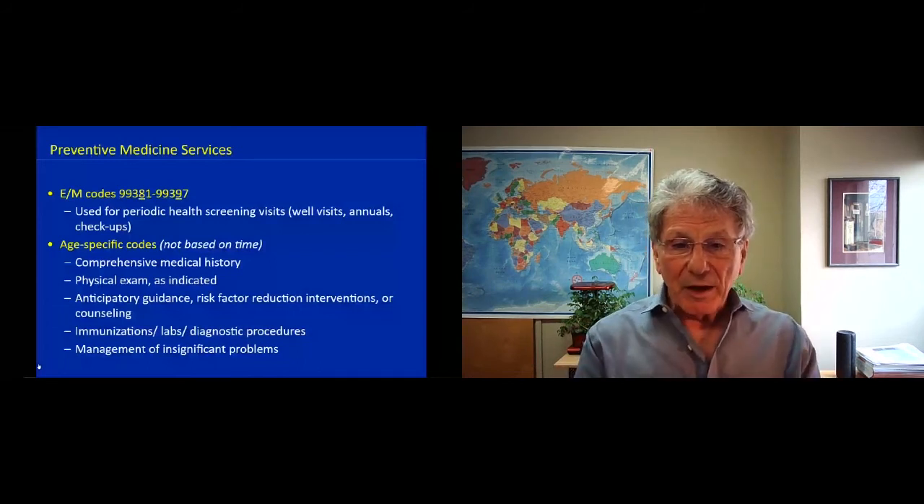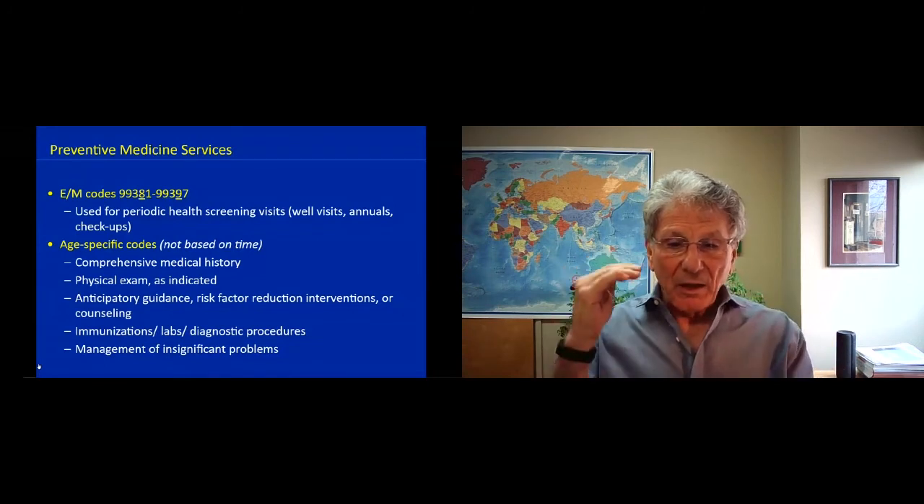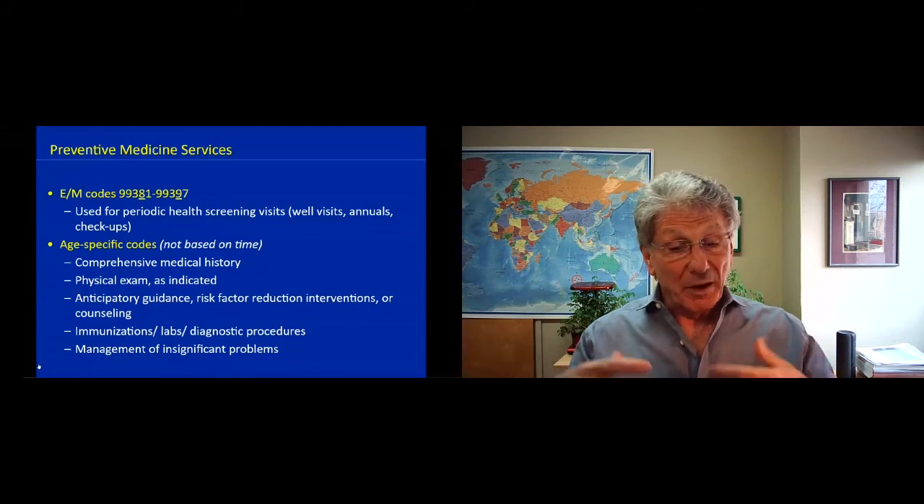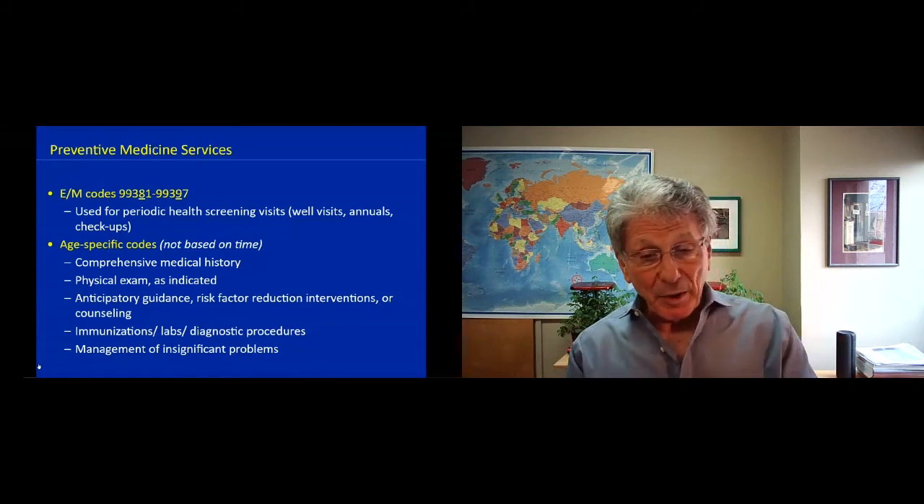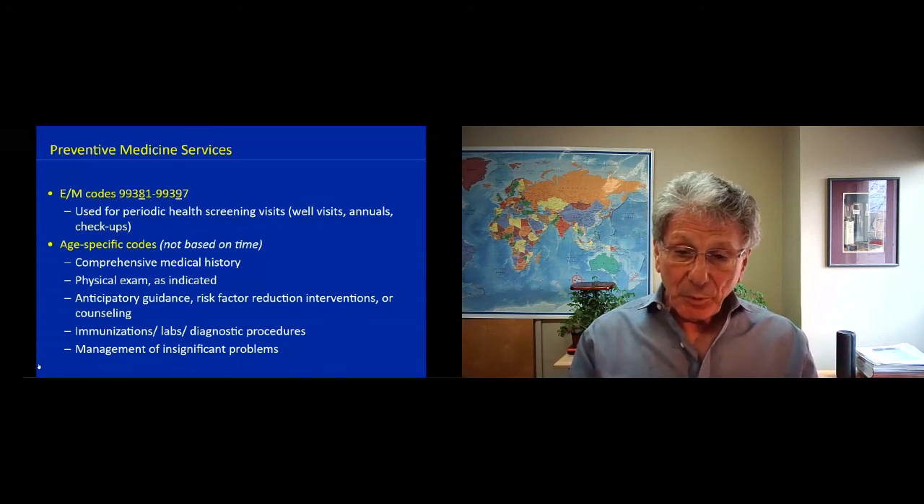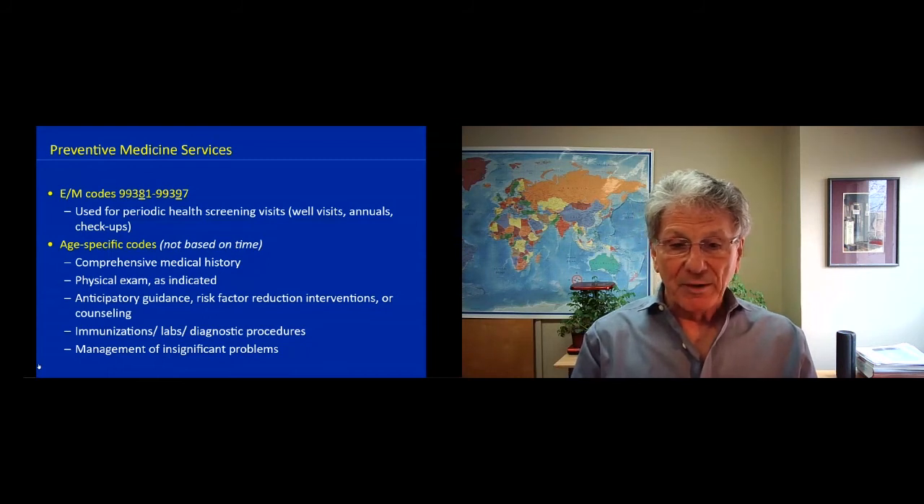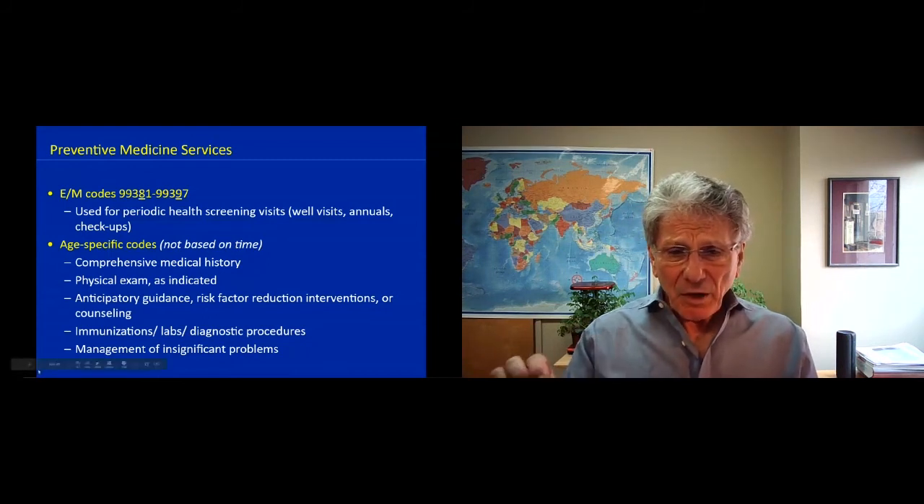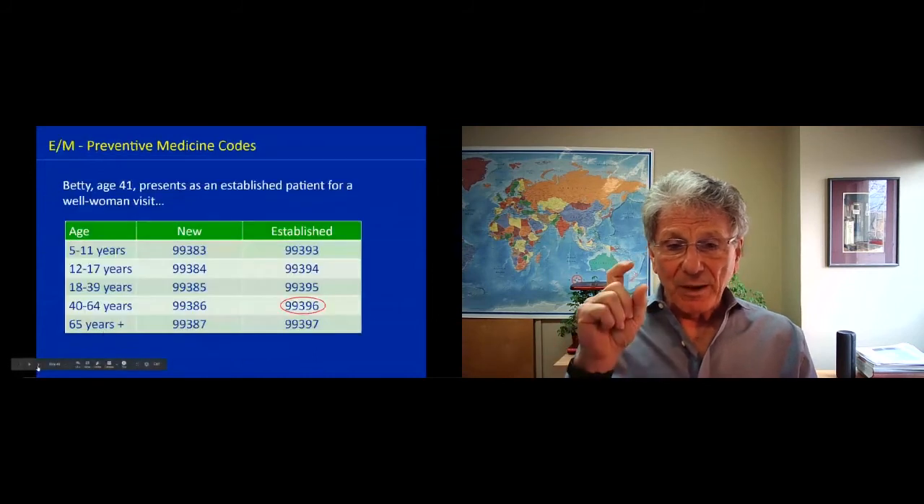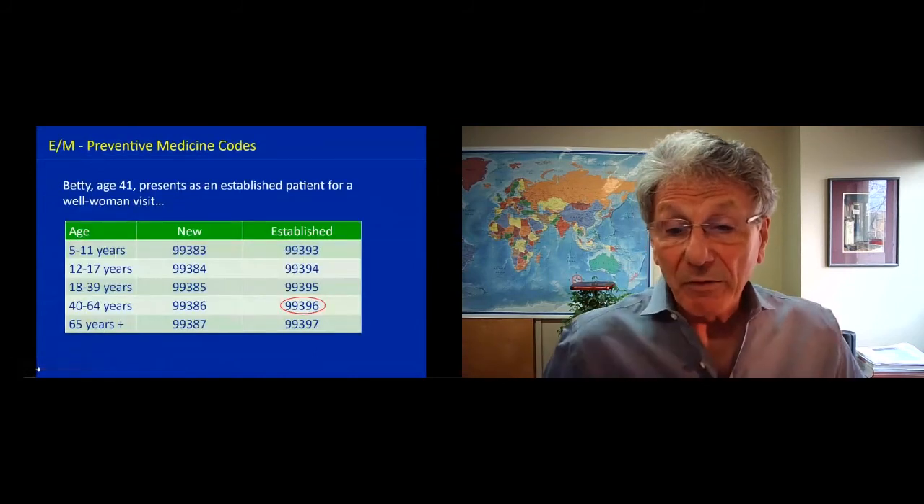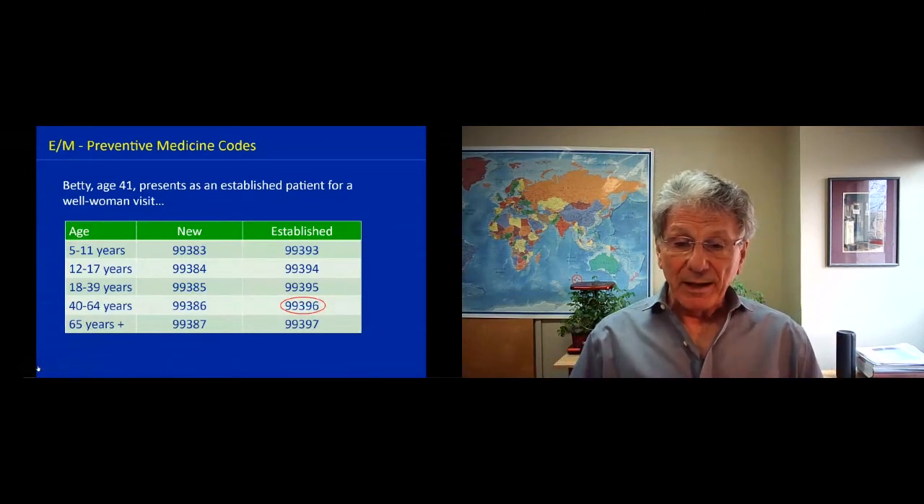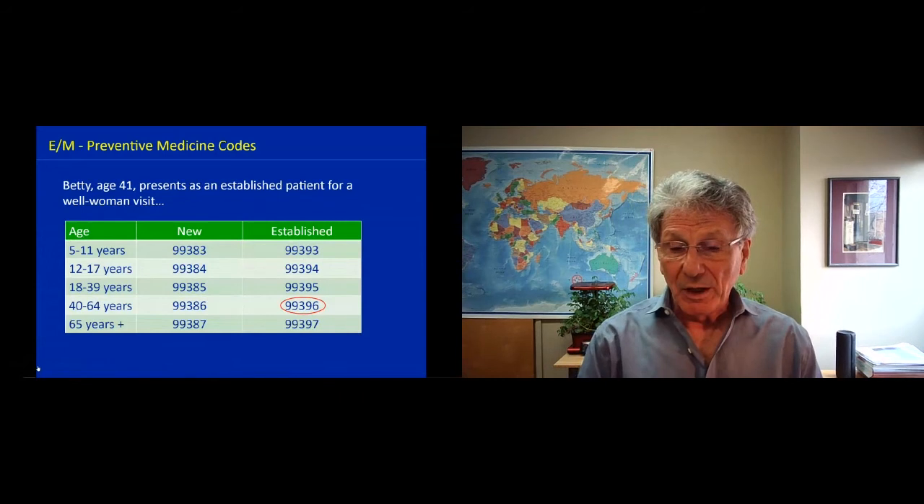The code series that are used, I've listed for you, 99381 through 99397. And in those codes is a comprehensive history, a physical exam, whatever is necessary. That might be nothing, might be a blood pressure check, it might be more than that. Anticipatory guidance and counseling, immunization and labs, and management of insignificant problems. Next slide. Now, these codes are based on 2 things. Number 1, is the patient new or established? And number 2, what's the person's age? Betty's 41 and an established patient. So for her well woman visit, we use a 99396. Next slide.